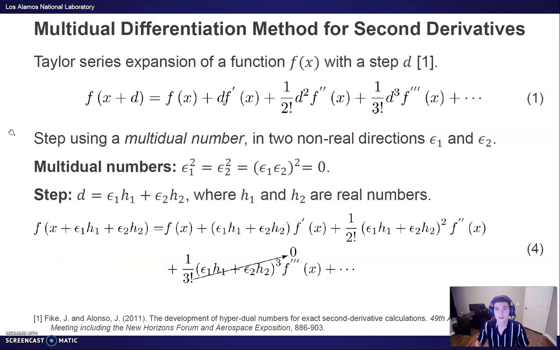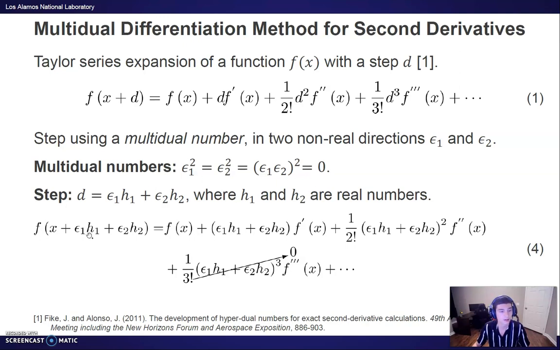So Fike and Alonso extended this to obtain second order derivatives by applying a step in two separate non-real directions, which using dual numbers we denote as epsilon 1 as the first non-real direction and epsilon 2 as the second non-real direction. These are known as multidual numbers, which are defined under this constraint: epsilon 1 squared is equal to 0, epsilon 2 squared is equal to 0. Epsilon 1 times epsilon 2 itself is not equal to 0, but this quantity squared is equal to 0.